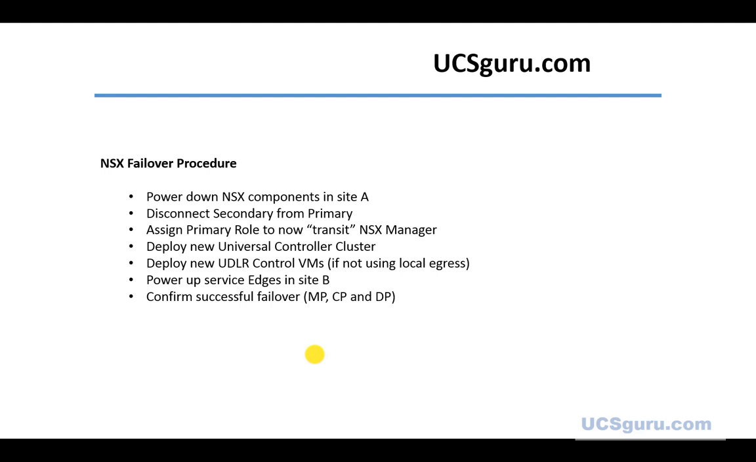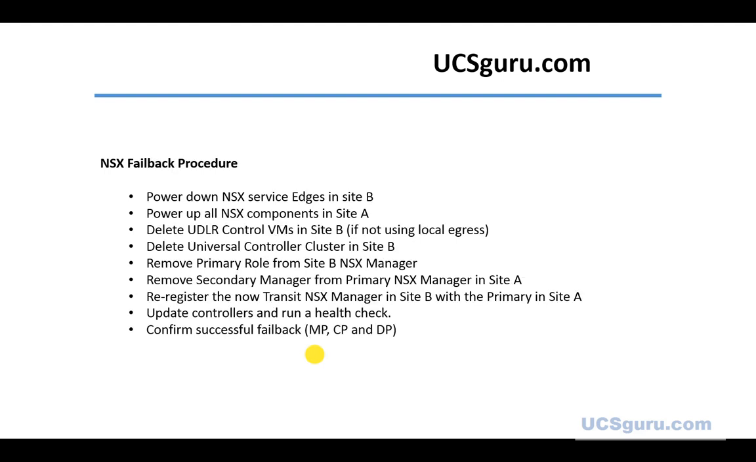We'll have a look at the management plane, control plane, and data planes just to make sure we're all back and we're running where we should be. And then the failback procedure is pretty much the reverse. So we're going to power down our service edges in Site B. We'll power up all our components in Site A, so our NSX Manager, our Universal Control Cluster, our UDLR Control VM, and our load balancer in Site A.